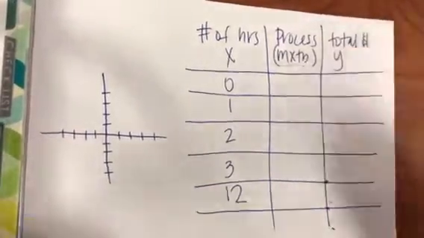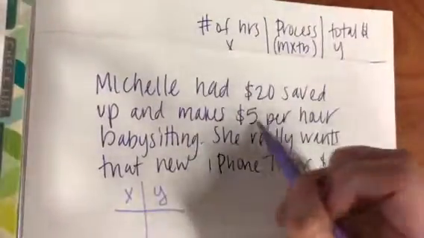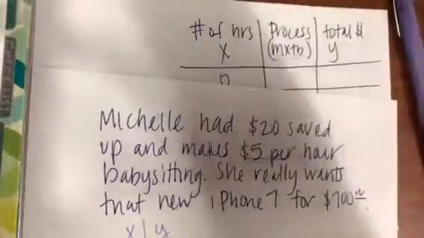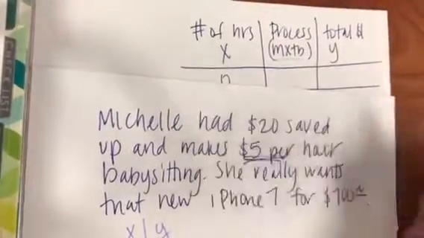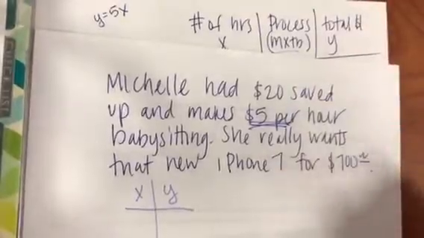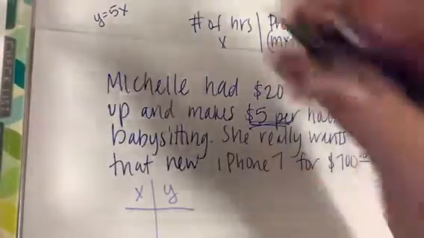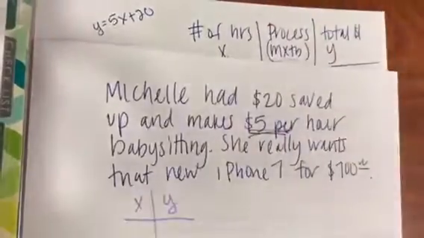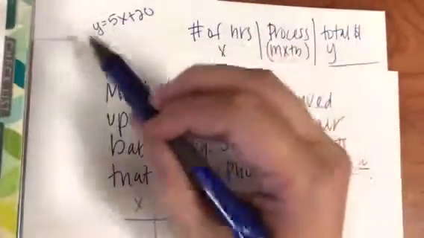So our slope in this is actually going to be she makes $5 per hour. We know that's being multiplied. So we've got the equation of y equals 5x plus what else does she already have? She has an addition, that $20 that she had already. So 5x plus 20. I'm just taking that information and plugging it in where I know.